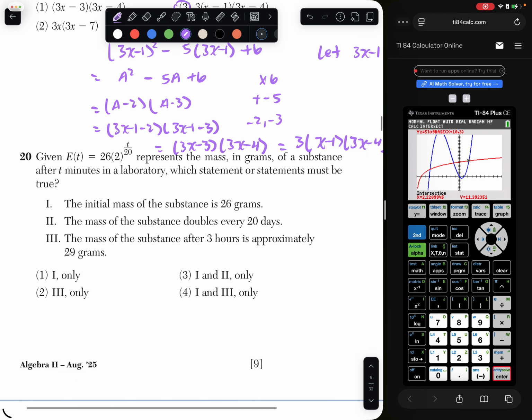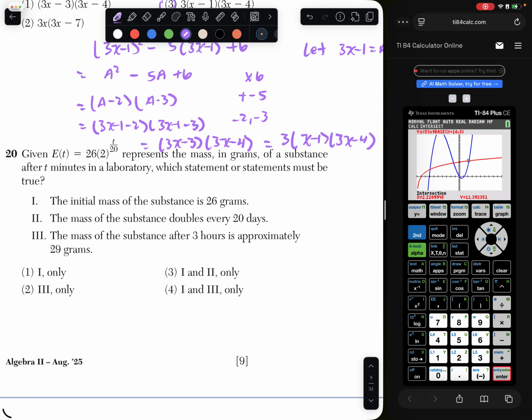Okay, given E of t is equal to 26 times 2 to the t over 20 represents the mass in grams of a substance after t minutes. Units are very important in a laboratory. Which statement or statements must be true? So the initial mass of the substance is 26 grams. Yes, that's true. The number that's being attached in front is always your starting value. So this is true. We can eliminate choice 2 then.